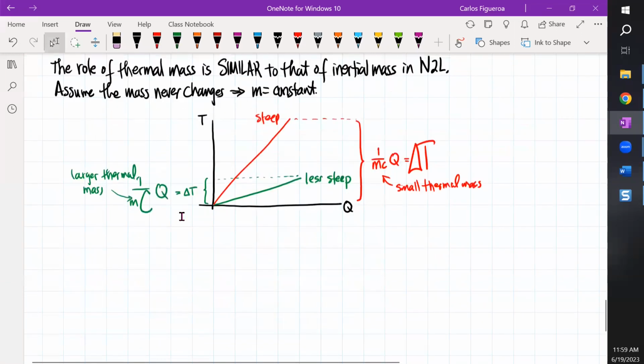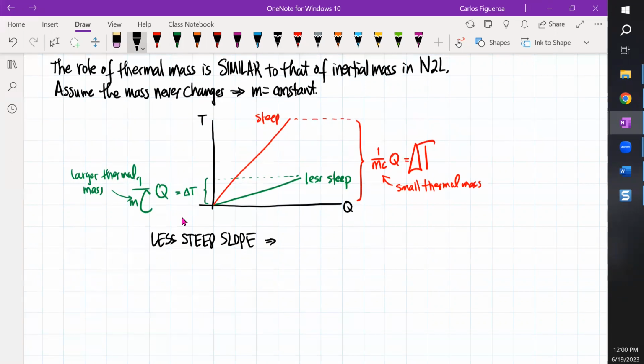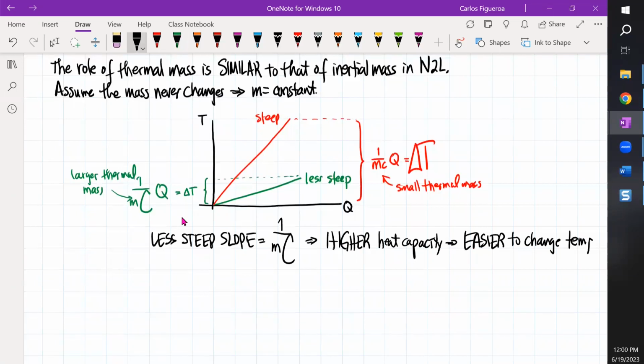So if I summarize it like we just did earlier, we could say, if I have a less steep slope, then if I look at this from our slope equation, we see that this is going to have some mass, but it's going to have a large heat capacity. And that tells me that I'm going to have a higher heat capacity, which then means it's easier to change temperature.